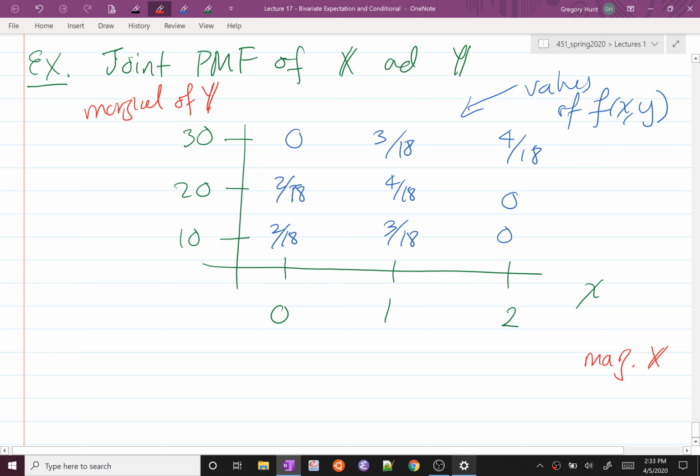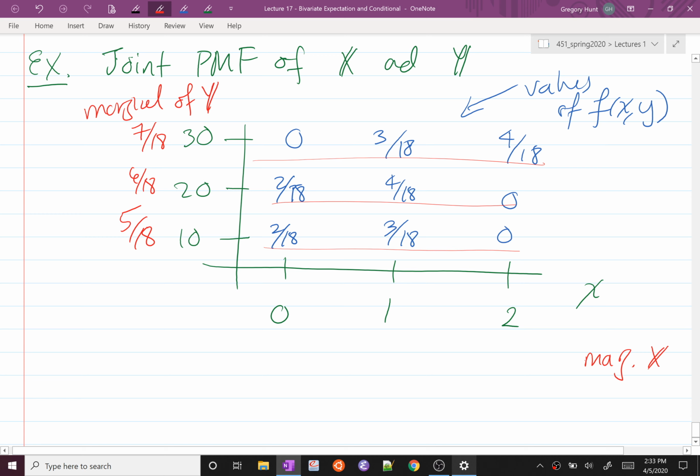So this is going to be 7/18, that y is 30, 6/18, that y is 20, and 5/18, not 2/18, 5/18, that y is 10, right? I'm just summing along the rows.